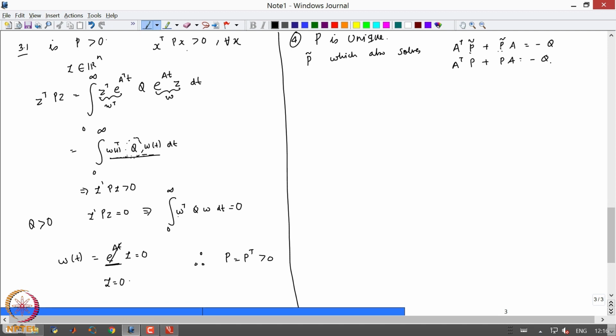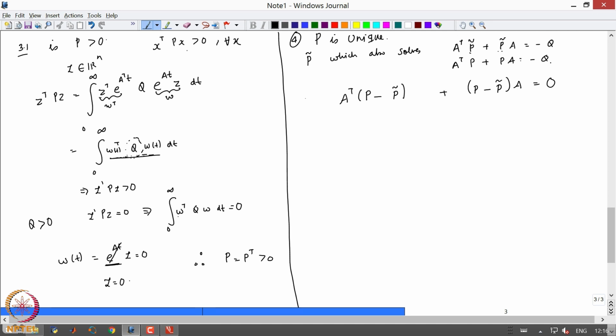Now I will just verify what this means. So I just do some manipulations here. So this will turn out to be A transpose P minus P tilde plus P minus P tilde A is 0, just by subtracting these equations.